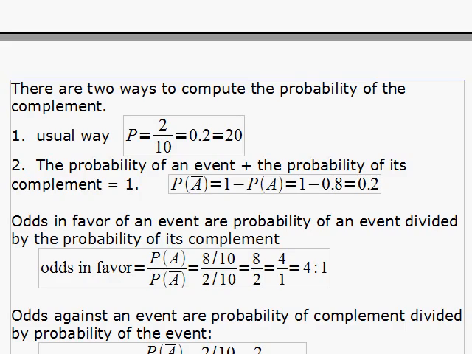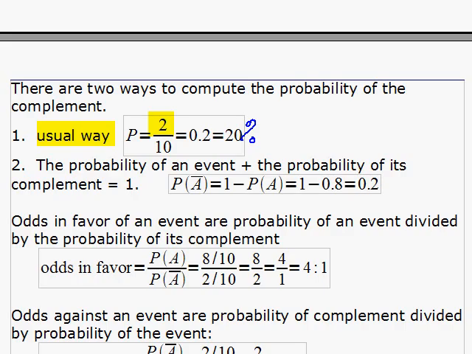One way to compute the probability of the complement, which is picking the bad resistor, is the usual way. You add up all the number of possible ways this could happen. There are 2 of them. There are only 2 bad resistors, so you put the 2 up here, and you divide by the 10, and then you get 0.2 or 20%. Okay, just like you did before. Well, the same procedure as before, of course you get a different answer.